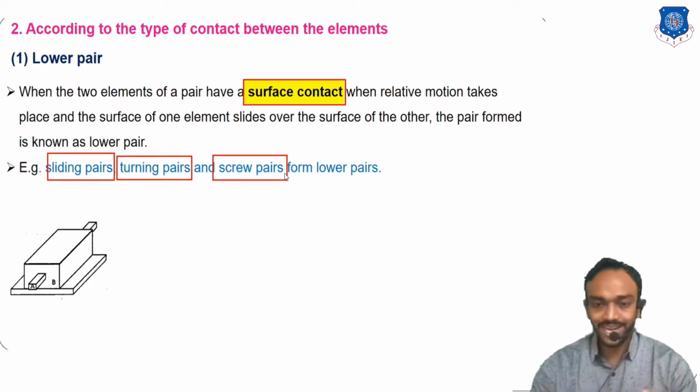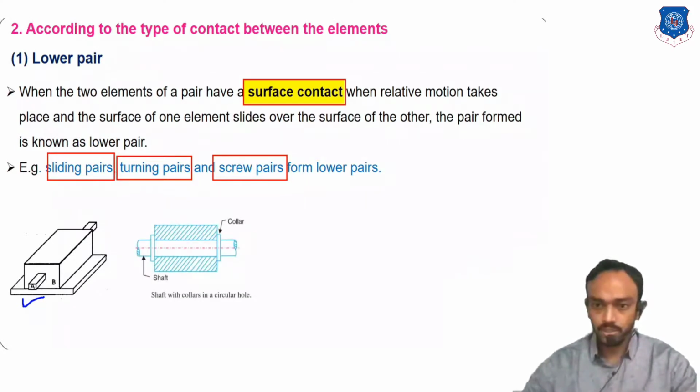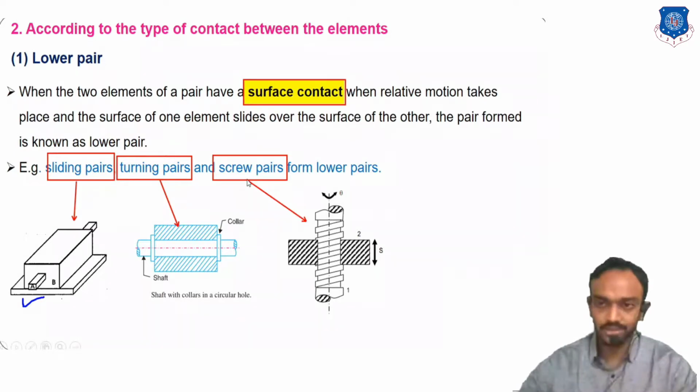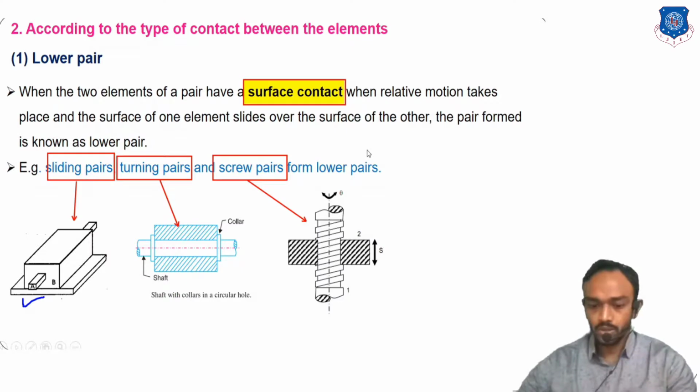Why? Because in sliding you can see two surfaces are in contact. In turning also, and in screw there is a surface contact. So first you can see the example, a square bar in a square hole, and second a shaft with a collar in a circular hole, and third a screw. So all the examples of sliding, turning and screw will be considered as lower pairs because there is surface contact.